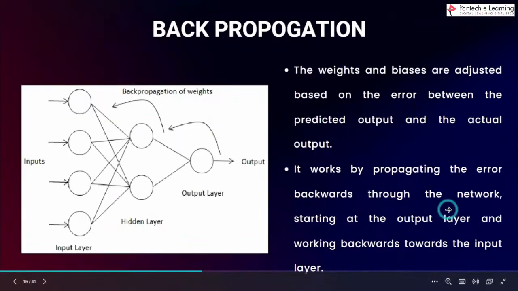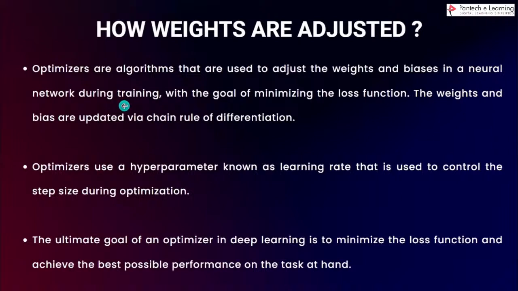And moving on to how weights are adjusted. Optimizers are used to adjust the weights in a neural network with the goal of minimizing the loss function. The loss should be minimized. The weight and bias are updated via the chain rule of differentiation. This is the basic maths you would have learned in school. Chain rule. Remember, optimizers use a hyperparameter known as the learning rate.